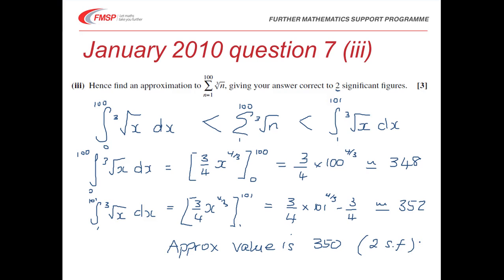So 3 marks for that, and really it was just a matter of seeing this is the result that you got using parts 1 and 2, that the sum was between these two integrals. You basically got a method mark for that. You got just 1 accuracy mark for working out the values, and then an accuracy mark for giving the value to be 350.